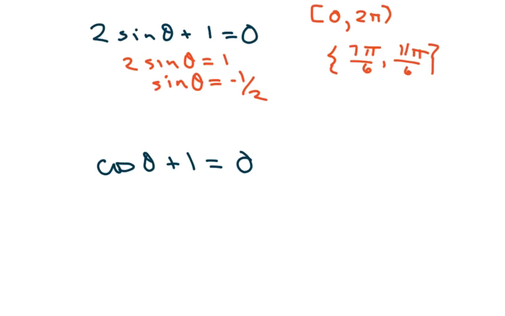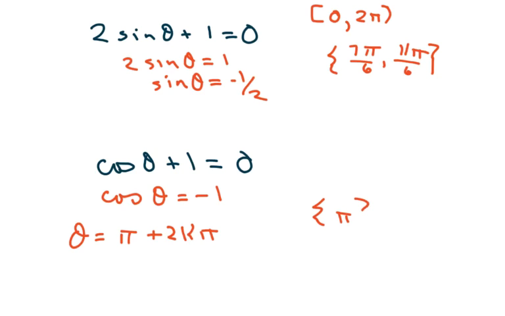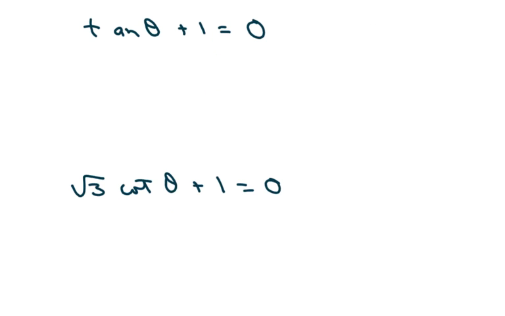Okay, we have cosine of theta is going to be -1. I just subtracted 1 from both sides. And if I just write a general formula, that would be pi plus 2k pi. But we only have one solution, and that would be pi. There's only one place on the unit circle where cosine of theta is -1, and that's at 180 degrees.